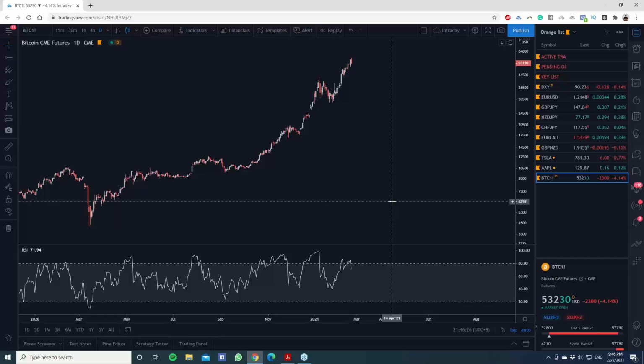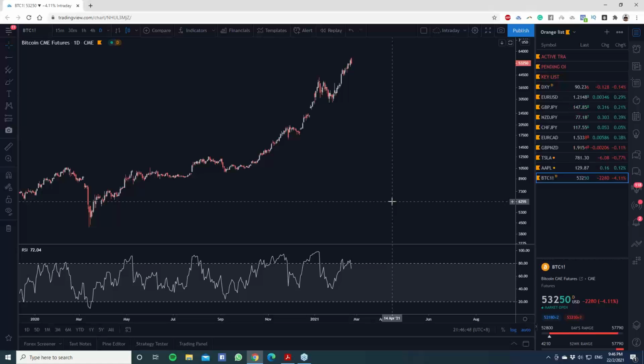Because if you put 70, it's quite easy for the RSI to hit 70. But if you put 80 and 20, then you will filter out all those that hit 70, and you only take into account when the RSI really goes to 80 and beyond. So it becomes really extreme. So that's something you want to consider as well.